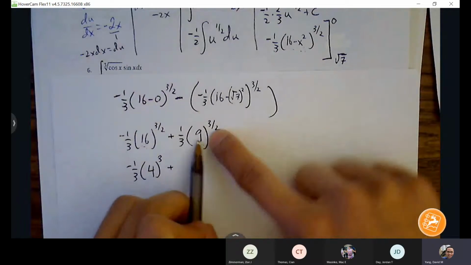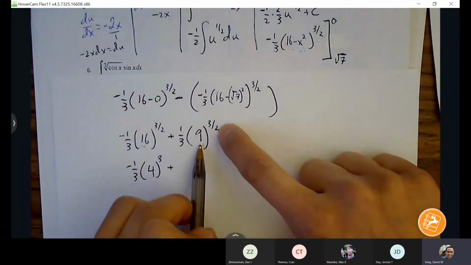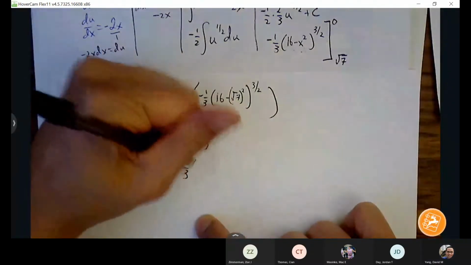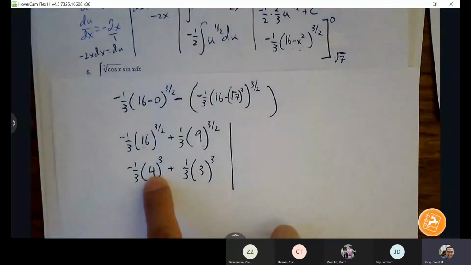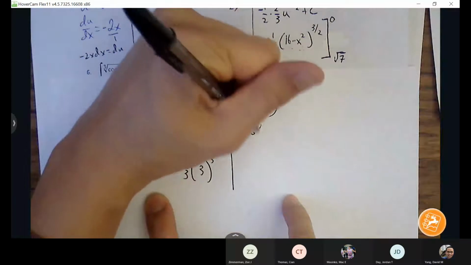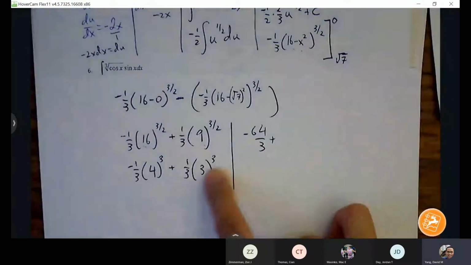Okay, here, same thing. Don't look at the 3, look at the 2. The square root of 9 is 3. Okay, it's a lot easier, right? 4 cubed is 64. 3 cubed is 27.